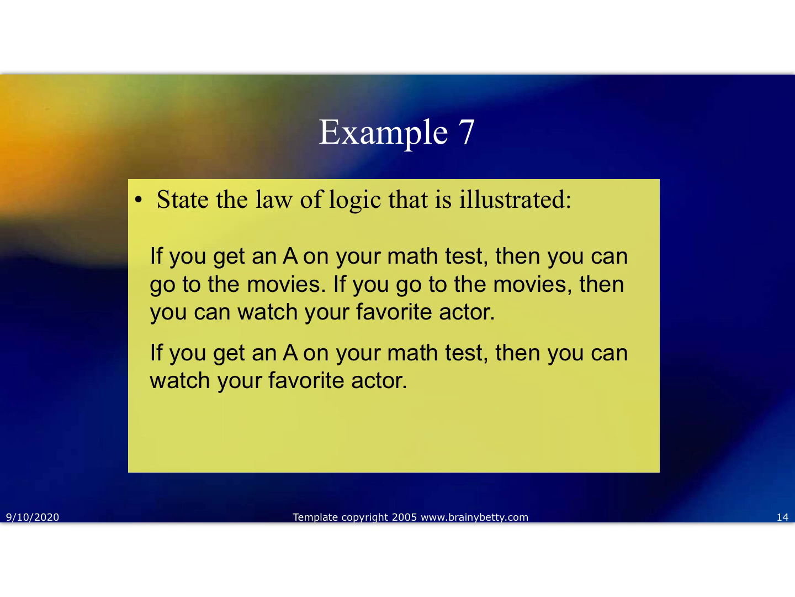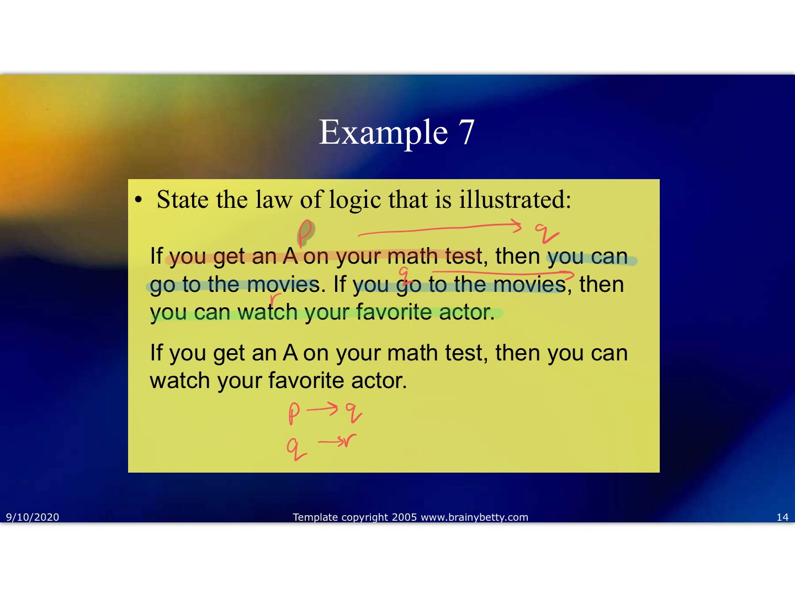So here it says, state the law of logic that is illustrated. So again, I got to look at what's happening here. It says, if you get an A on your math test, then you can go to the movies. Then the next one says, if you go to the movies, then you can watch your favorite actors. So once again, I started with a P to Q, and then I go from Q all the way over to an R. So if P, then Q, if Q, then R. And so that's kind of the setup.